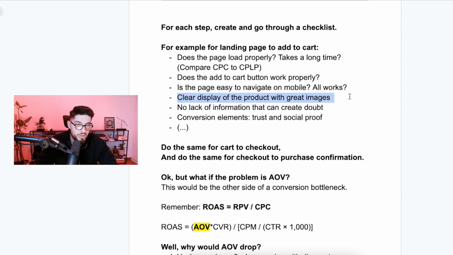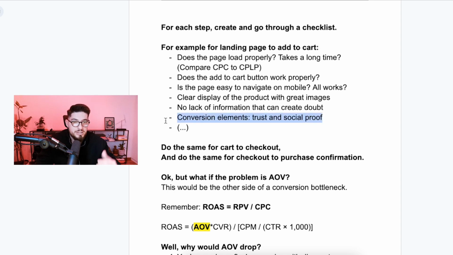Clear display of the product with great images. Maybe I saw the ad, the product, phenomenal, DPA, sweet. I found my perfect t-shirt. And then I go to the product page, but the t-shirt looked terrible. So then I don't add to cart. And so that could be a bottleneck. Basically, you have a lack of information about the product, and that's creating doubt in my mind.